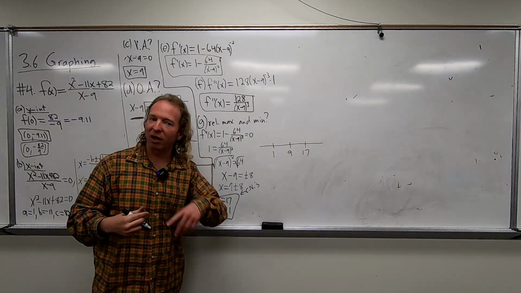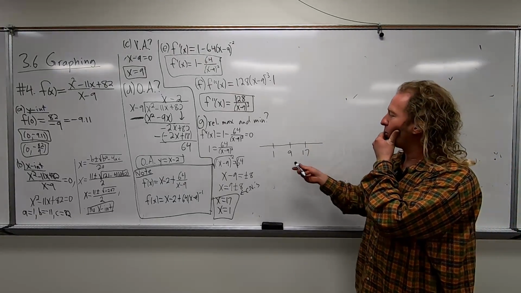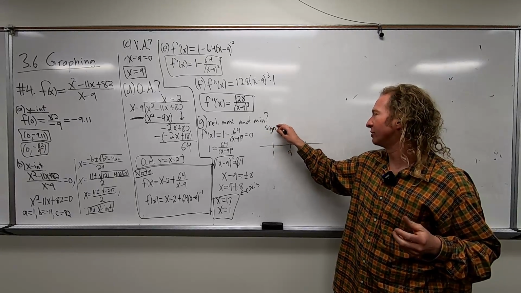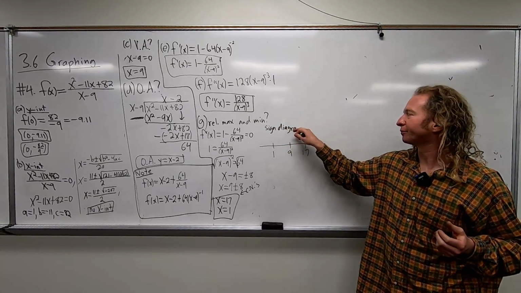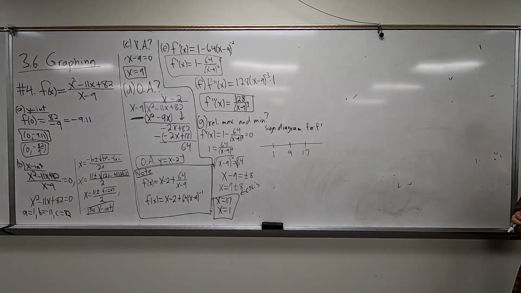We're doing it the old school way, the way we did it before this test, like the second test. So we're going to plug in numbers to the first derivative. So this is a sign diagram. Let me write it down. Sign diagram for f prime.